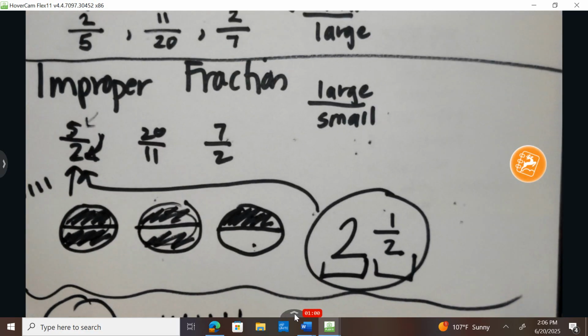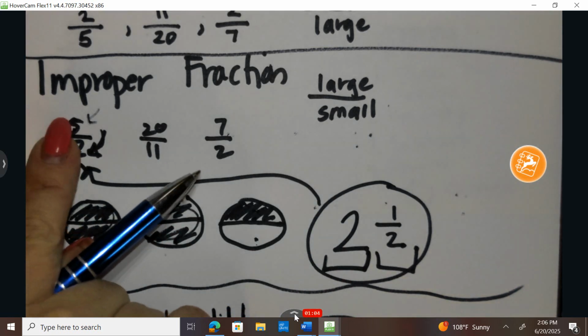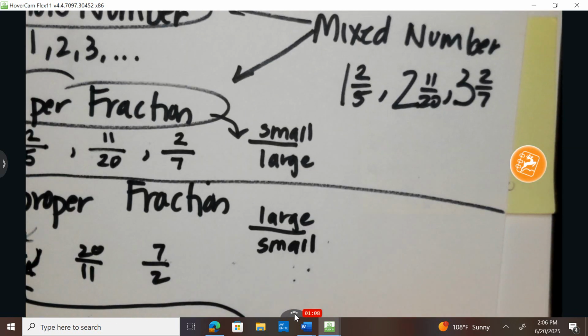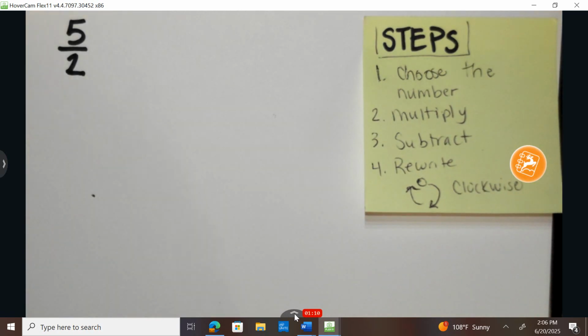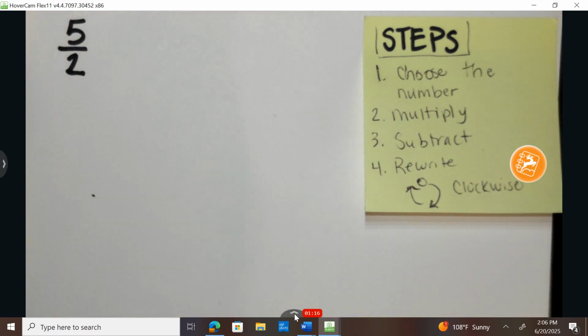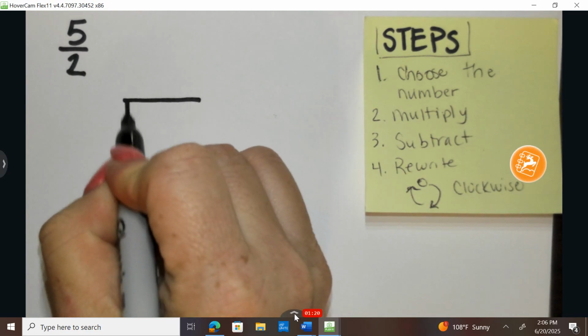Now, we get to kind of cheat. We know this is the answer we need to end up with, because remember, these are equivalent numbers. They're just in different forms. Well, how do we do it? We're going to use division to do this. So the first thing I'm going to do is take this improper fraction and use division. In fact, it's long division.